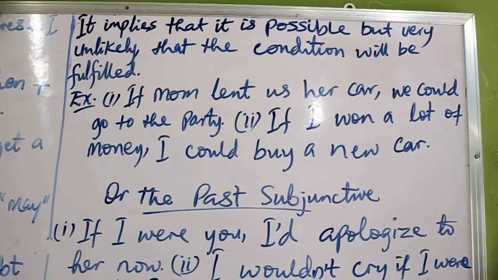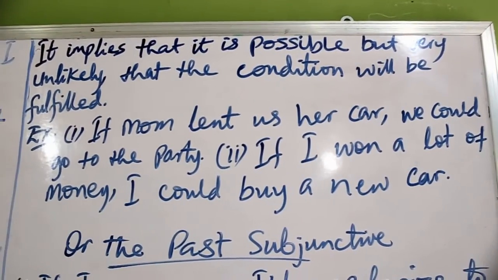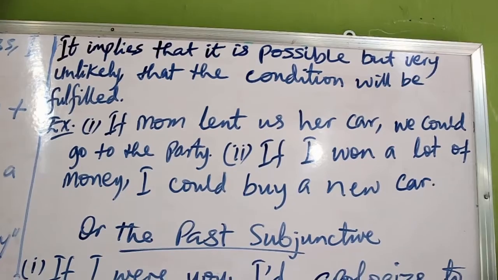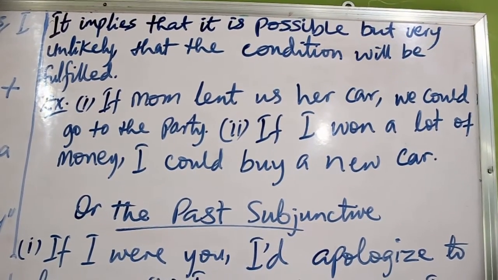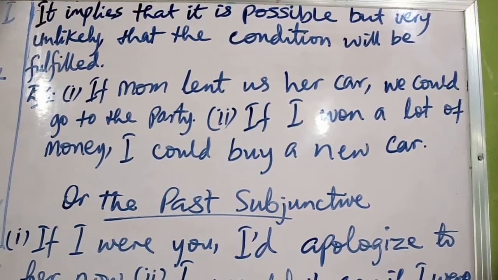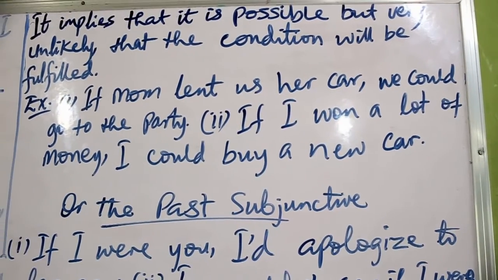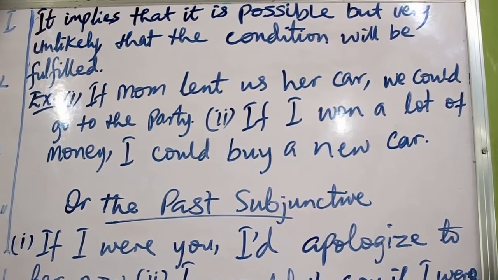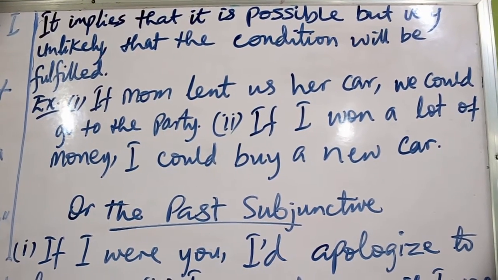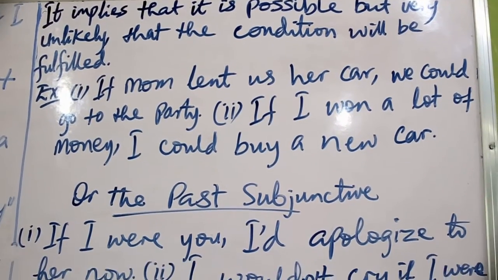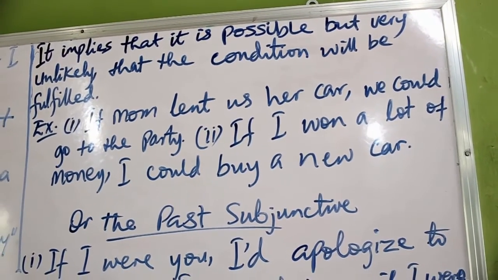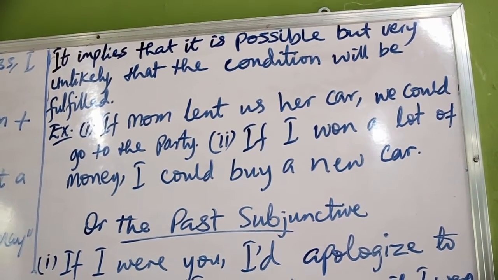For example, if mom lends us her car, we could go to the party. It's possible that mom lends the car, but unlikely that she will do that, or that we'll go to the party, either way. Second example, if I won a lot of money, I could buy a new car.